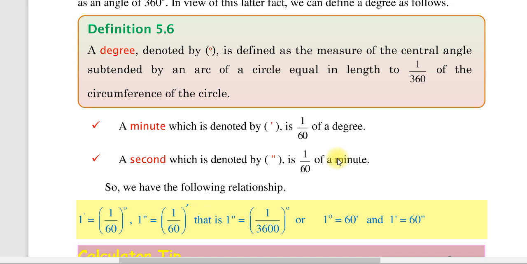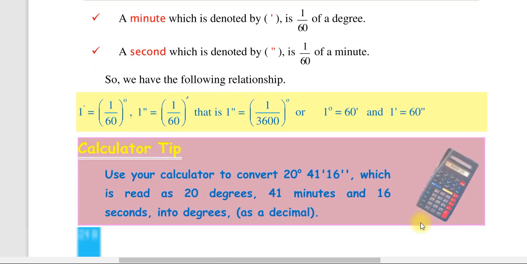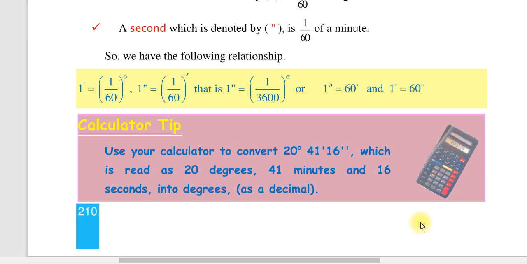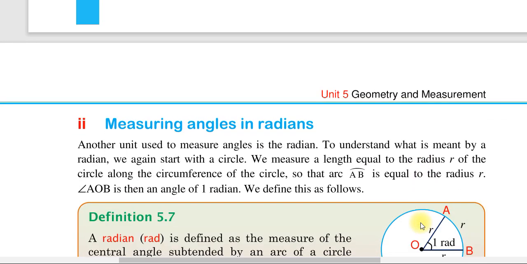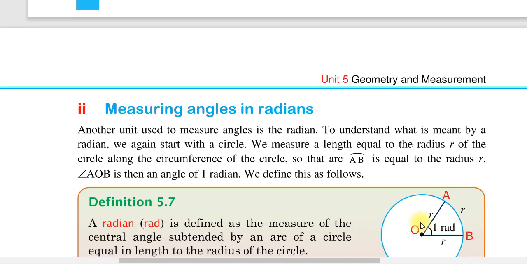Now we are looking at the relation between degree, minute and second. So one minute is 1 over 60 of a degree, and one second is 1 over 60 of a minute. That is, 1 second is equal to 1 over 3600 degree, or 1 degree is equal to 60 minutes, or 1 minute is equal to 60 seconds. So we keep these relations in mind. Then the next is measuring an angle in radian.